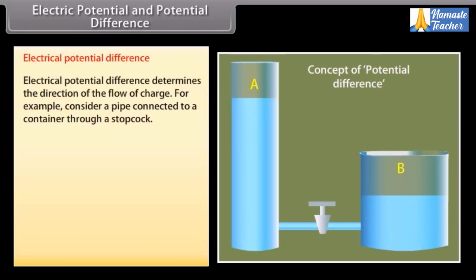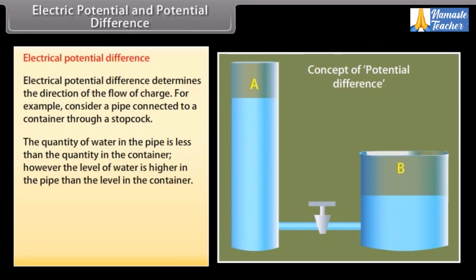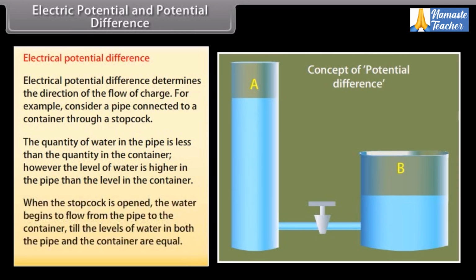Electrical potential difference determines the direction of the flow of charge. For example, consider a pipe connected to a container through a stop cork. The quantity of water in the pipe is less than the quantity in the container. However, the level of water is higher in the pipe than the level in the container. When the stop cork is opened, the water begins to flow from the pipe to the container till the levels of water in both the pipe and the container are equal.